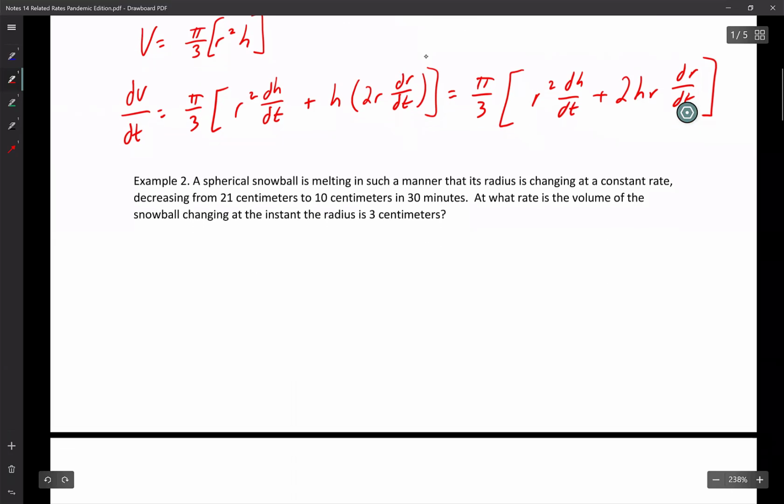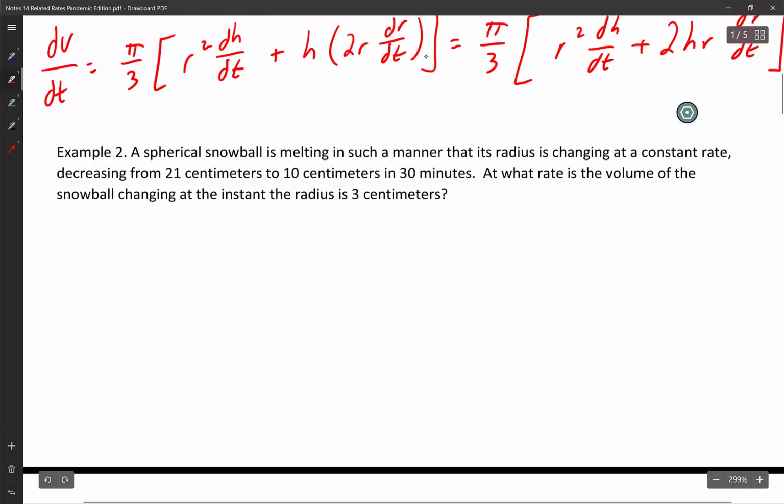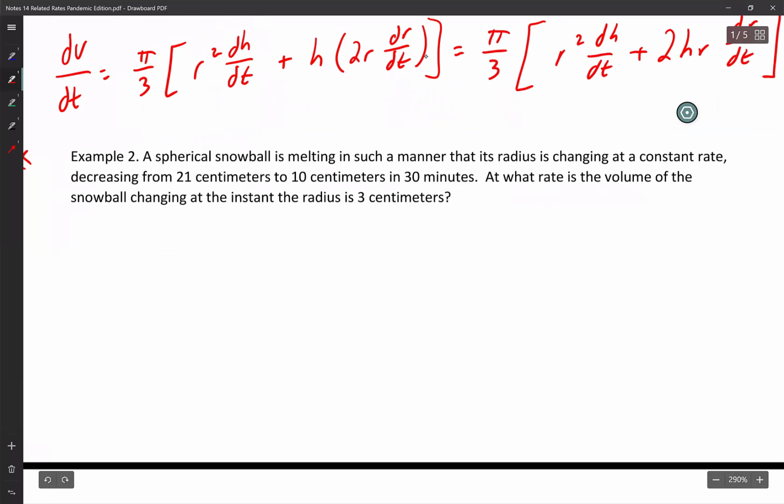All right, here's an example. It says a spherical snowball is melting in such a manner that its radius is changing at a constant rate. So that means dr/dt is some constant number. We're going to find what that number is in a little bit. Decreasing from 21 centimeters to 10 centimeters in 30 minutes. There it is. So let's see what that is.